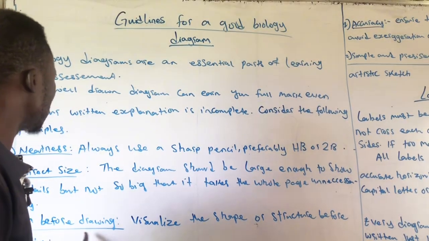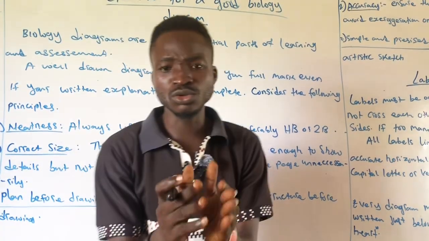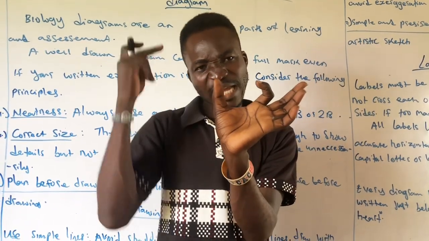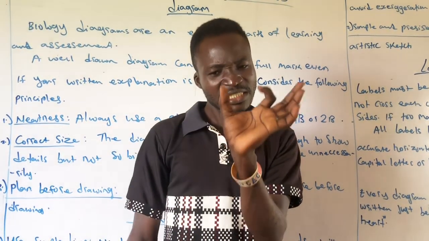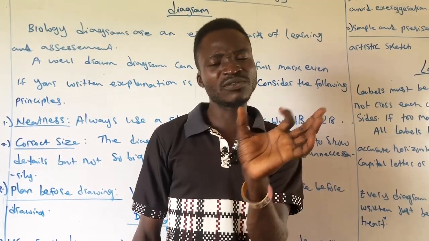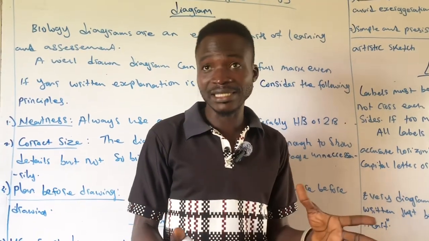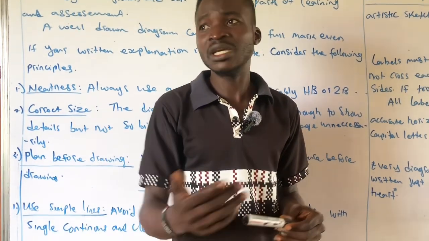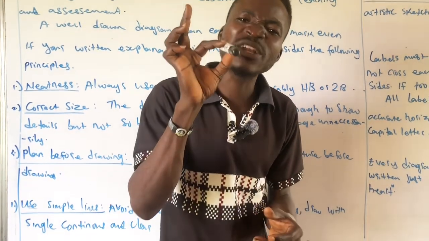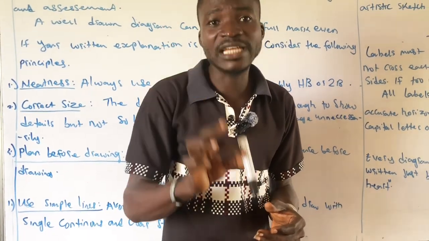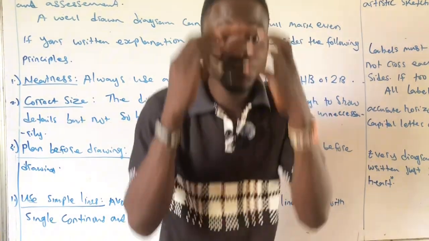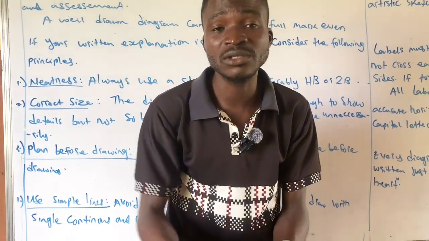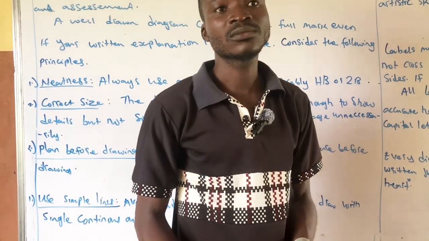The next one says plan before drawing. Look at what you want to draw. Visualize it. For instance, you want to draw an egg. Have the insight of what an egg looks like. Take a look at the diagram. For instance, you want to draw the vertebral column of a man, or you want to draw an apple, the longitudinal section of a citrus species, and so on. Look at it very well. Check how it looks like. You should visualize it. Have the concept of what the diagram is talking about before you draw. Did you get that now?